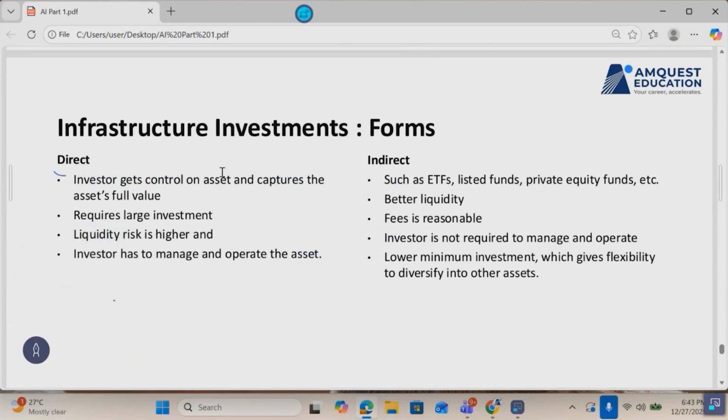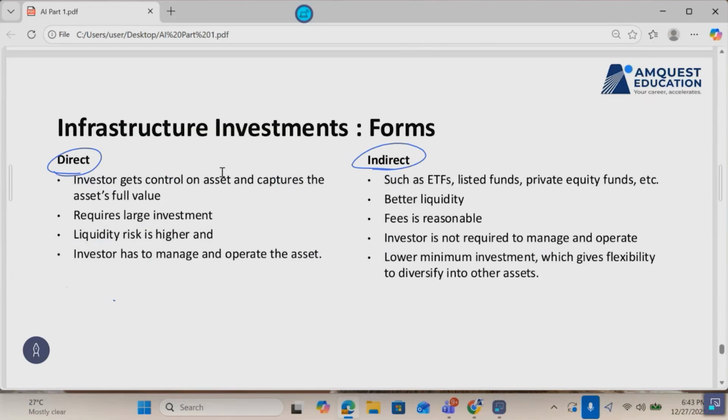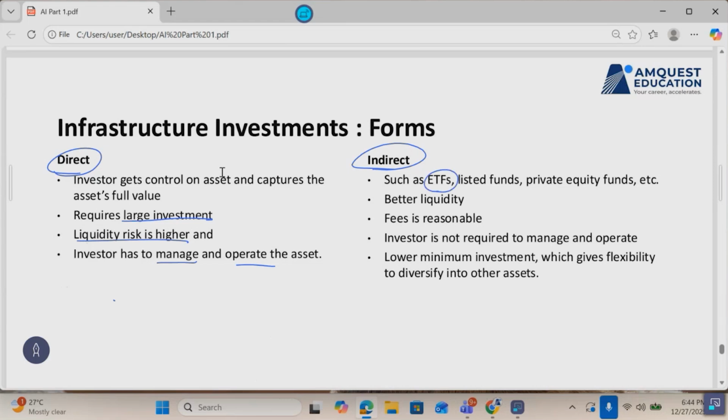Here you have direct form and indirect form. A direct form is where you are directly purchasing the asset. That's normally not possible for infrastructure because you need a large investment. Liquidity risk is very high. Obviously, the only people who can do it are the people who are managing and operating assets, like the toll operator. He's purchased it and he's operating the toll, and the revenue belongs to him. So that's direct. Indirect is where you're buying the exposure in the infrastructure. You're probably purchasing either through an ETF or a listed fund. A fund is already invested in that and you purchase units in the fund, or maybe through a private equity fund.